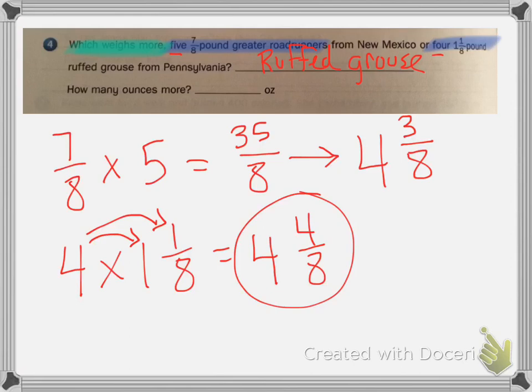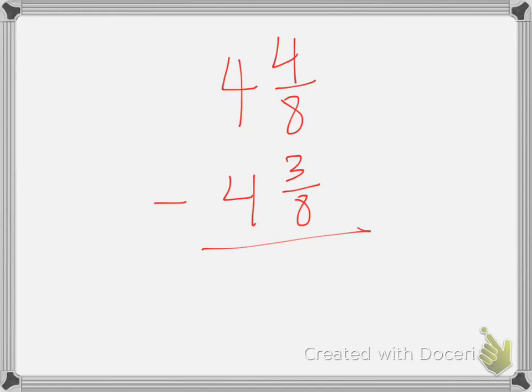And it says how many more ounces? Wait a second. These are pounds. It says how many more ounces. Well, if we know one answer is 4 4/8 and the other answer is 4 3/8, we're going to need to do a little bit of math to figure that out. So 4 4/8 minus 4 3/8. All right, 4/8 minus 3/8 is 1/8, and 4 minus 4 is nothing. So we get 1/8 pound.